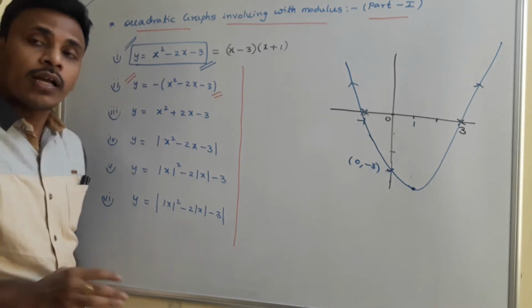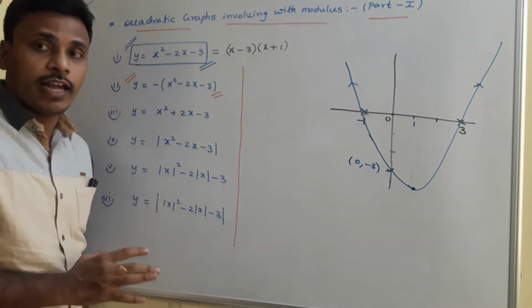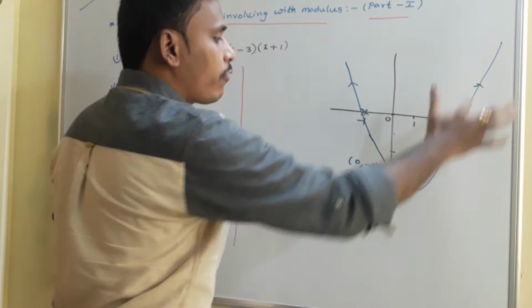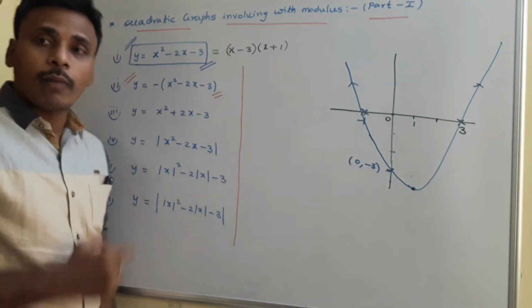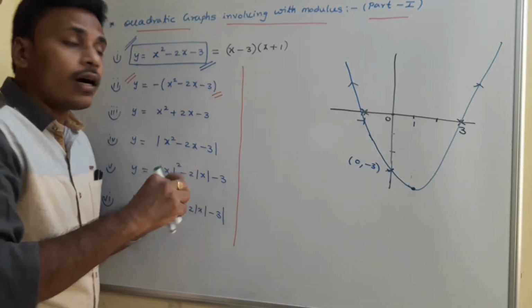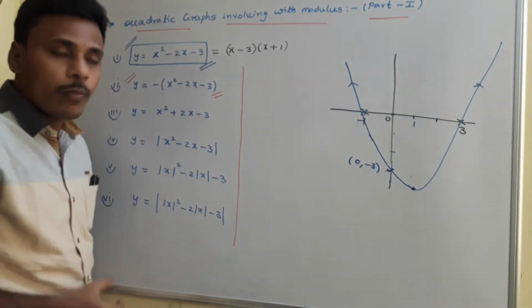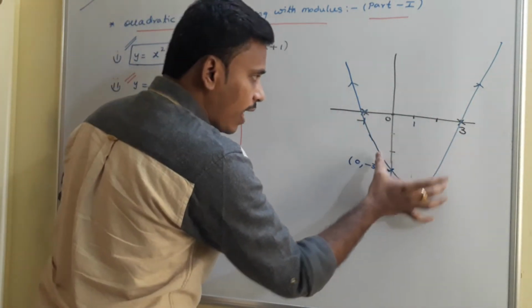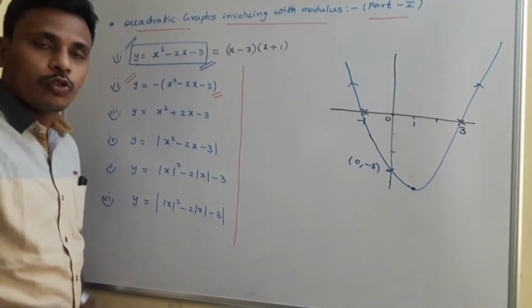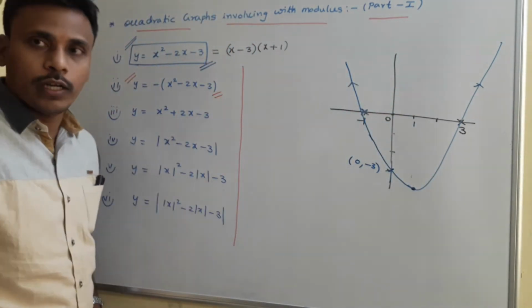Okay, a graph is simply nothing but expression values. Since we are multiplying with a minus sign, the positive region of the graph will come into the negative and the negative region of the graph will come to the positive. You need to flip the graph actually.